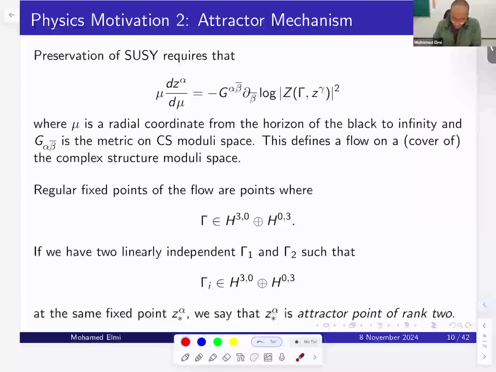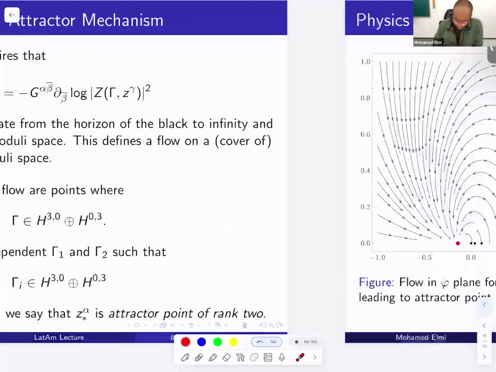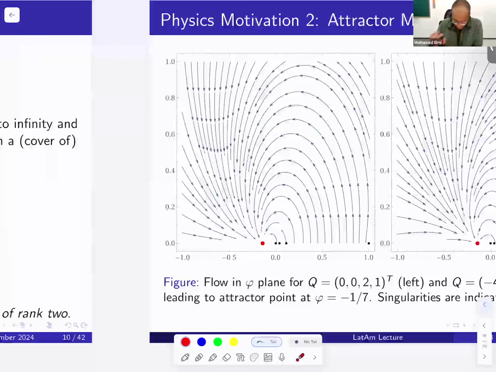And if we have 2 linearly independent charges, gamma 1 and gamma 2, that both have this Hodge decomposition at the same fixed point, we say that this fixed point is an attractor point of rank 2. And so this is an example of the kinds of flows.